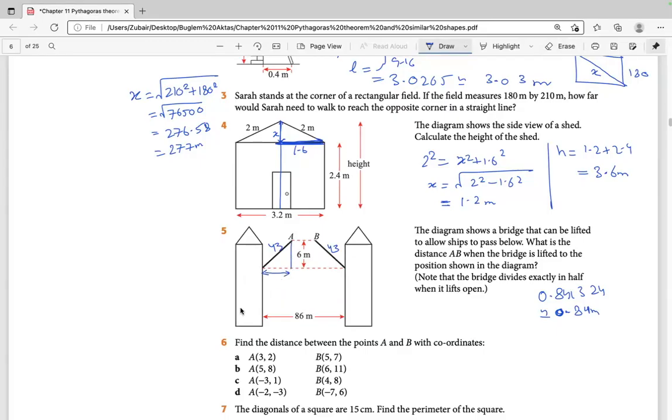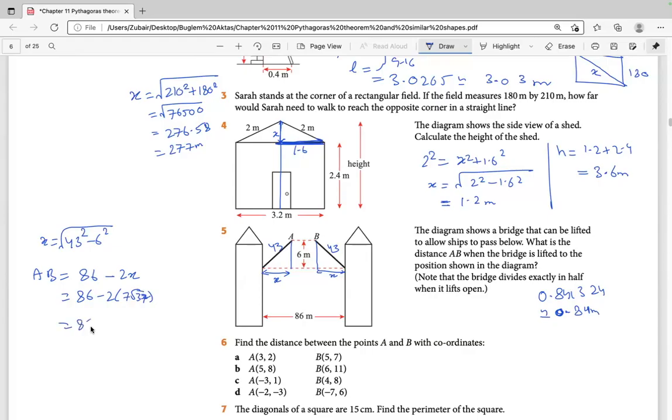We can find this. The section is going to be, let me call it X. And this would be equal on both sides. So X is equal to the square root of 43 squared minus 6 squared. Any objection? No. So the distance AB could be 86 minus 2x. 86 minus 2 into, and we're using calculator for x. Square root of 43 squared minus 6 squared gives me 7 square root 37.